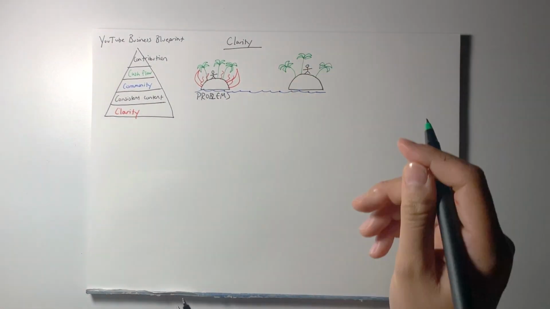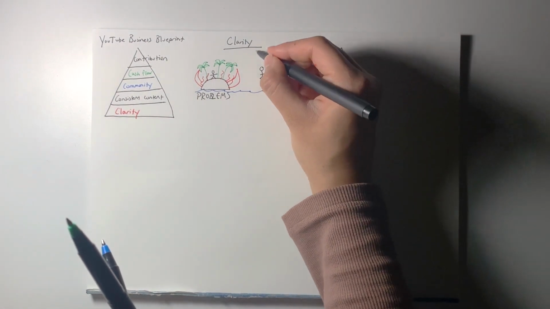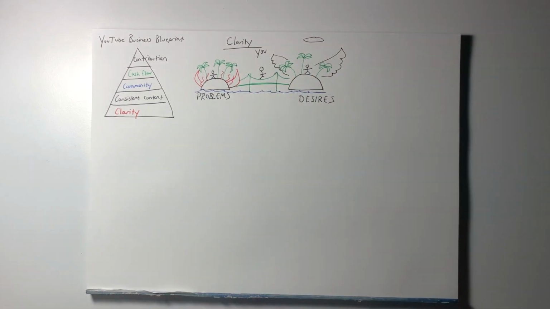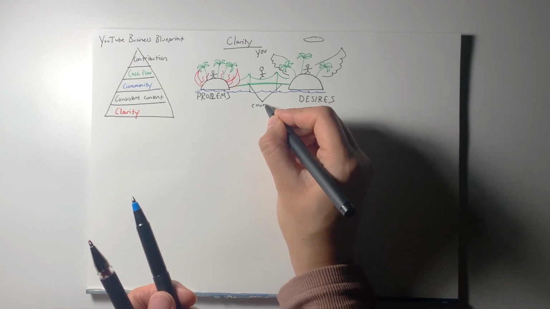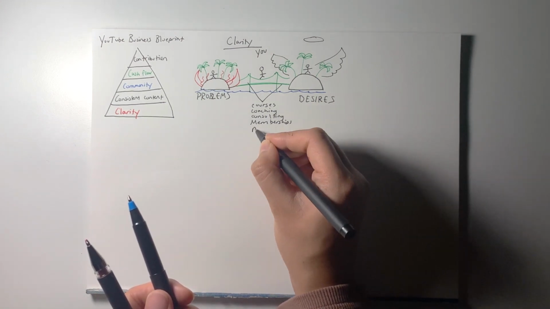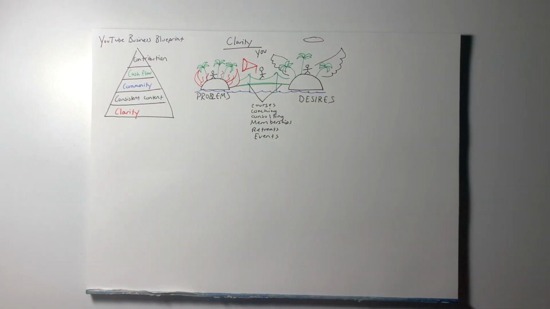This is where they achieved all their desires and they're living their best life. You are their guide, and you have this bridge. Now, this bridge leads them from hell to Heaven Island, and the bridge can be things like courses, coaching, consulting, memberships, retreats, and events that you offer in your YouTube videos. So YouTube is how you actually call them and bring attention to these other products and services that you have that serve as the bridge to get them to where they want to go.